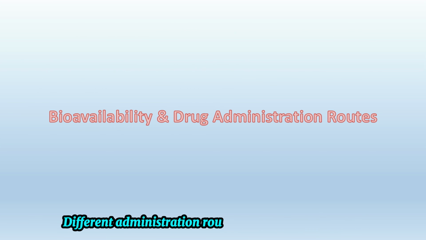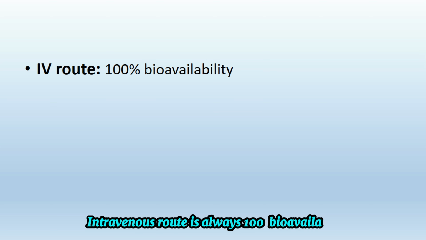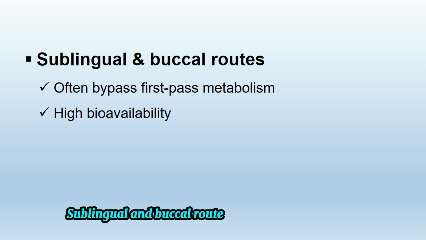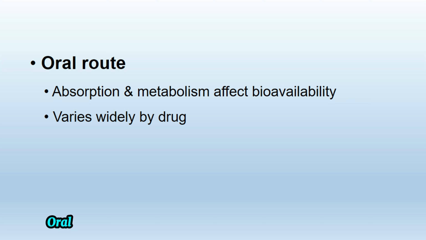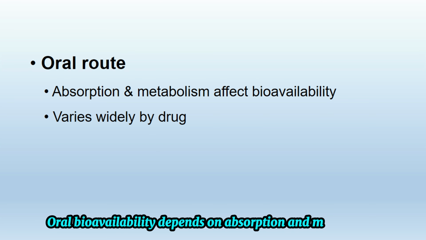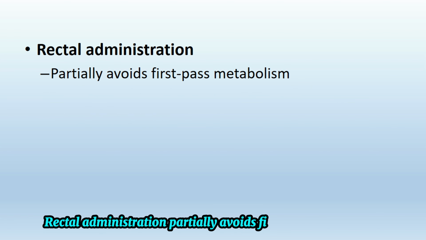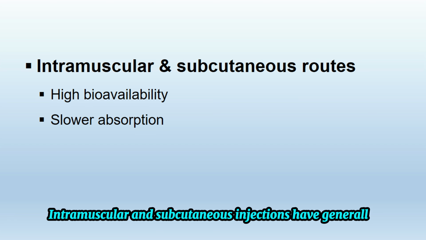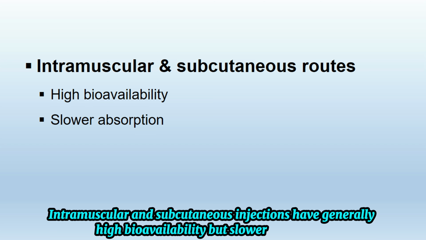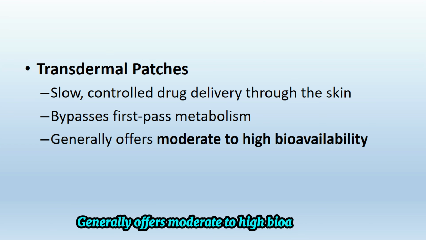Different administration routes vary in bioavailability. Intravenous route is always 100% bioavailable. Sublingual and buccal routes often bypass first-pass metabolism, giving high bioavailability. Oral bioavailability depends on absorption and metabolism, varying widely by drug. Rectal administration partially avoids first-pass metabolism. Intramuscular and subcutaneous injections have generally high bioavailability but slower absorption. Transdermal patches allow slow, controlled delivery through the skin, generally offering moderate to high bioavailability.